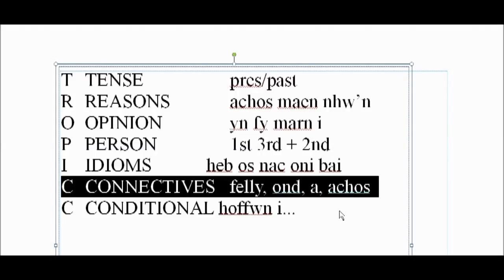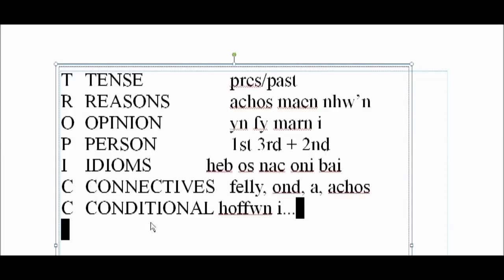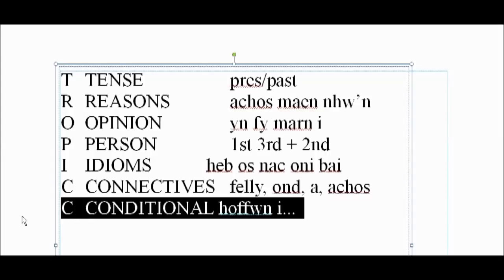And the last C stands for the conditional tense. You might have your present and past tense, but you should also try and get your woulda, coulda, shouldas. Woulda, coulda, shouldas are your conditional tense. I would, you would, he would, she would, could. Hoffwn, I would like. That's a good one to use.